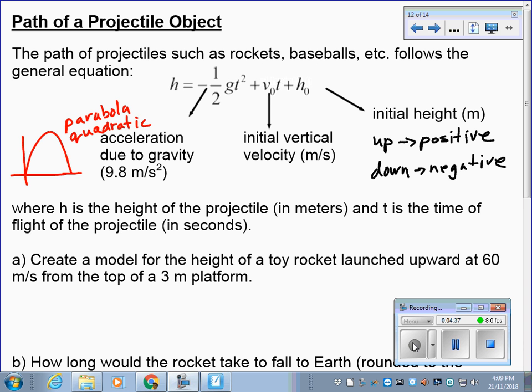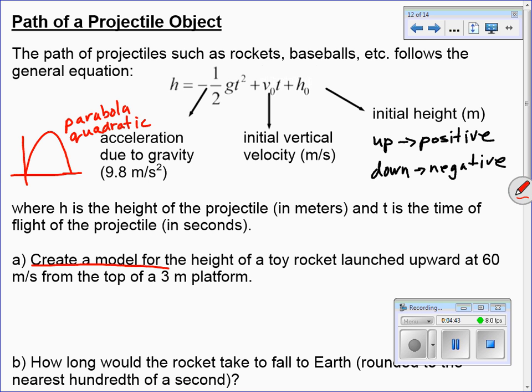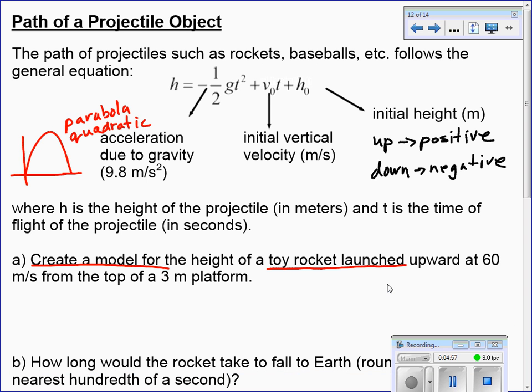Okay, so now let's take a look at this problem here. It asks us to create a model for the height of a toy rocket that's launched upwards at 60 meters per second. Now, it's launched upwards at 60 meters per second. Isn't that a velocity?